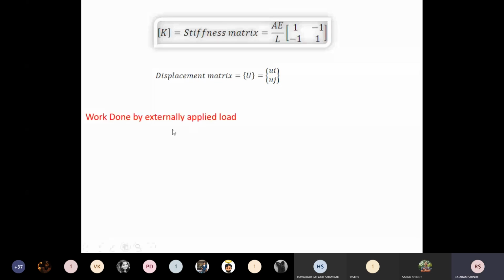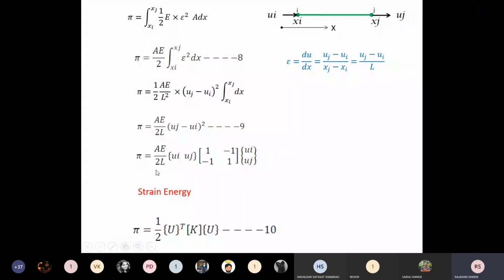Now work done by the external forces. If you have doubt in the strain energy, you can ask me. Any doubt in the strain energy equation? Here you have the strain energy equation, this one, or this one you can take, or this one, equation 9 and 10. If you have doubt in any of these equations, you can ask me. If you don't have any doubt, you can say no.